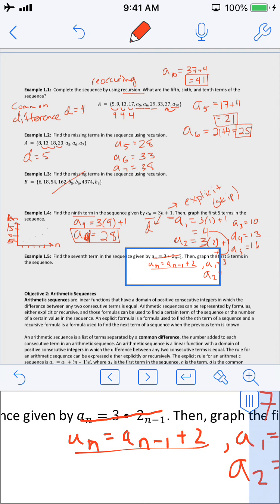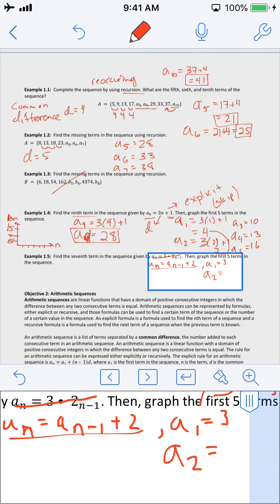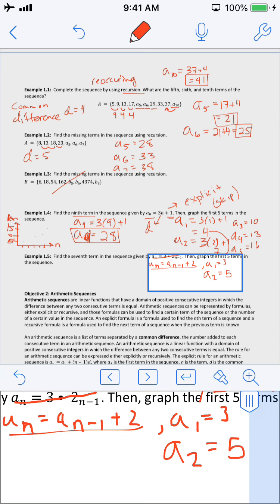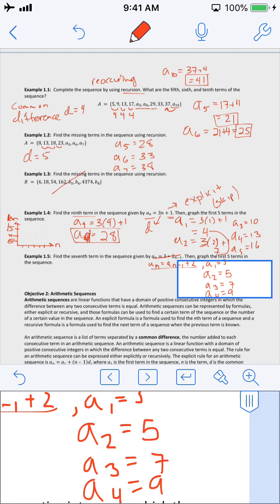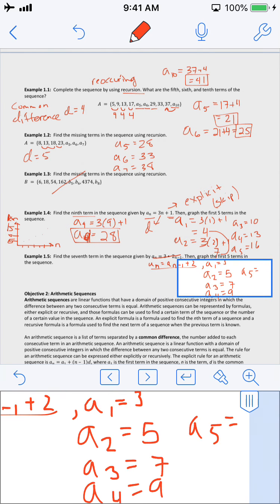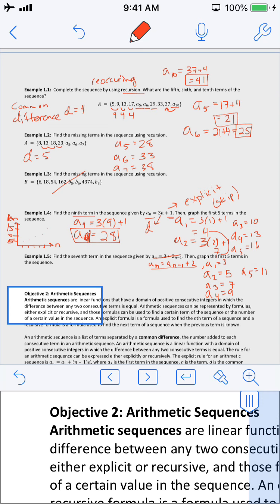If n was 4, A_(n-1) would be 3. If n was 3, then n minus 1 would be 2. If n was 15, n minus 1 would be 14, right? So in this case, if n is 2, n minus 1 would be 1. So A_1 plus 2 would be 5. So my next term, it looks like I'm adding 2 each time. All right, cool. Now A_3, add 2 again, add 2 again, and add 2 again. And we used recursion to find the first 5 terms of the sequence.